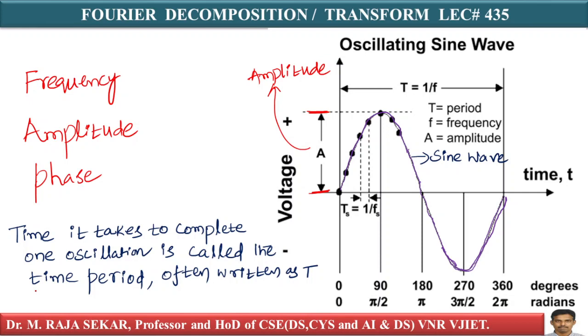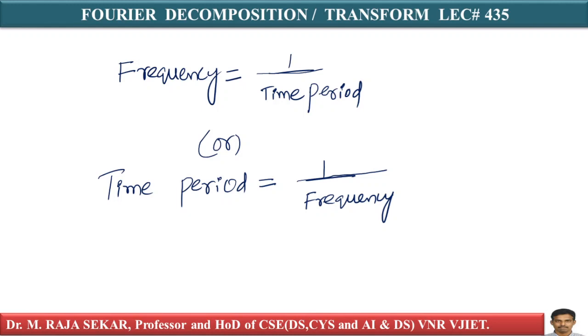Often it is written as capital T. The next important concept is frequency. We have seen that amplitude is basically this height. Time period is the time it takes for a wave to make one oscillation. What about frequency? Frequency is equal to 1 by time period, or time period is equal to 1 by frequency.